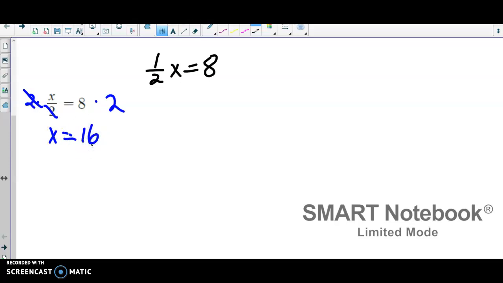And when you have the fraction in front of the x, it's the same thing. The number on the bottom is what I'm going to multiply by. So I'm multiplying both sides by 2. It's the same thing. It cancels. I get 1x. But remember, we don't have to put that 1.